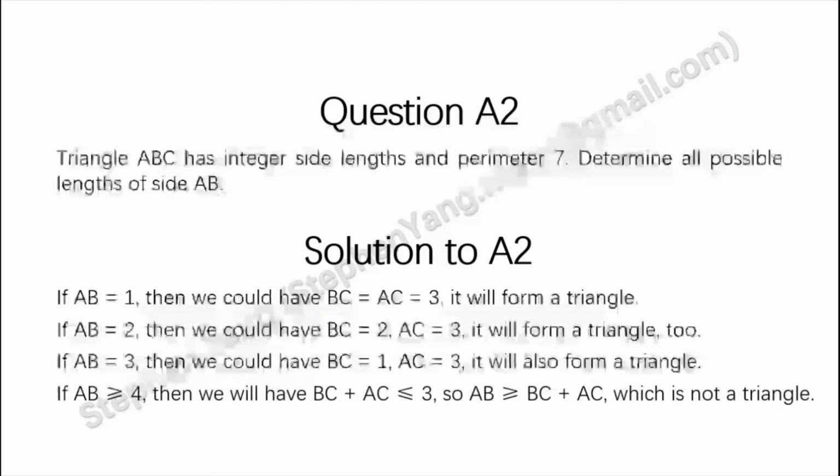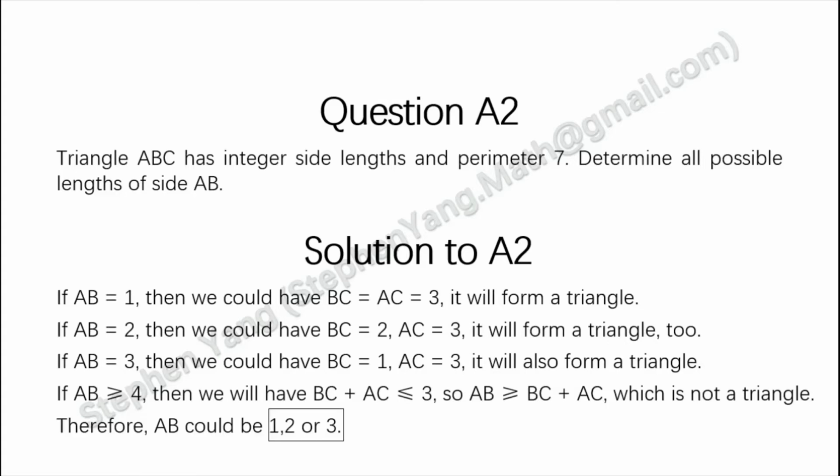If AB is greater than or equal to 4, then we'll have BC plus AC is less than or equal to 3. So then we can know that AB is greater than or equal to BC plus AC, which is not a triangle. So AB could be 1, 2, or 3.